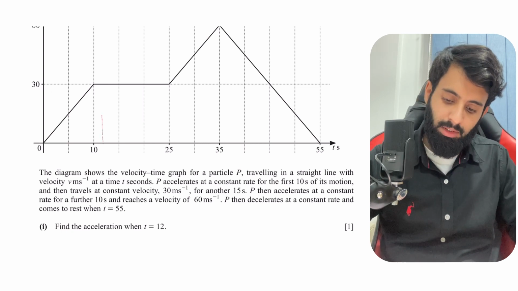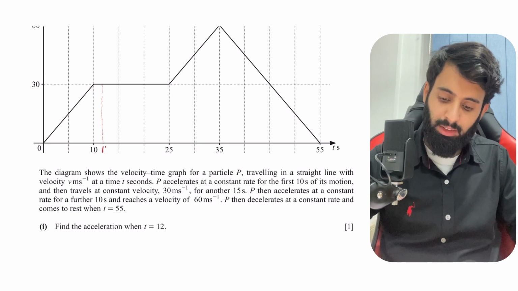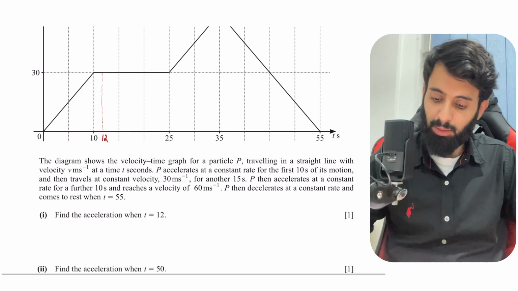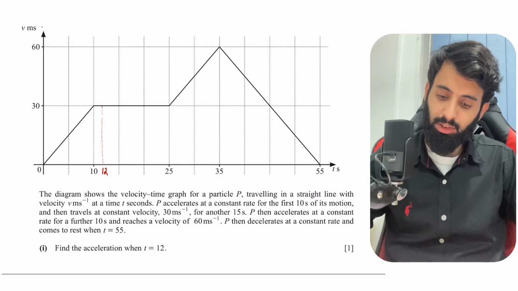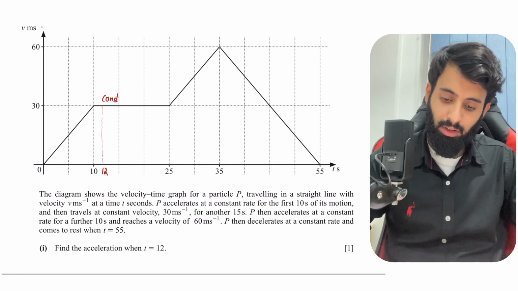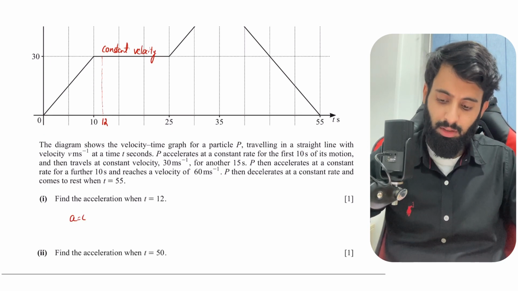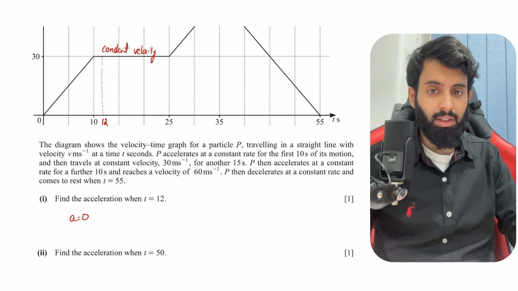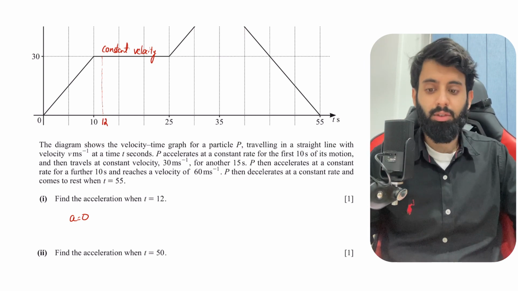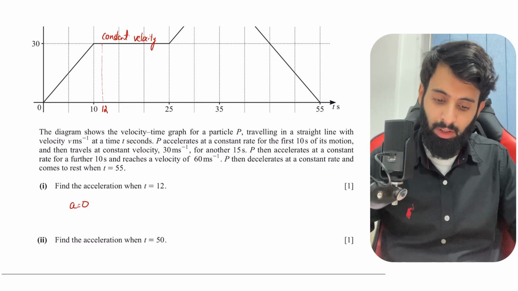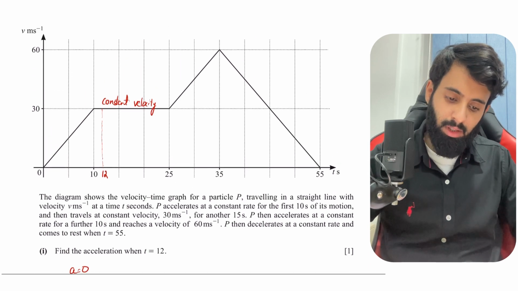But if you look at t equals 12, that is the part of the graph where it's horizontal. So that means this right here is representing constant velocity. So when velocity is constant, the acceleration is nothing but 0. Why? Because acceleration is the rate of change of velocity, and since there is no change, it's going to be equal to 0. Then it says find the acceleration when t is equal to 50.